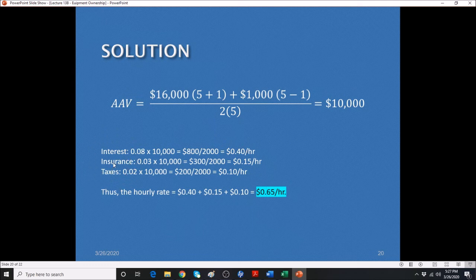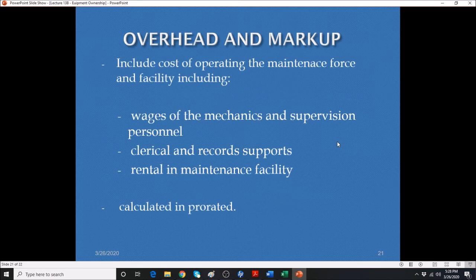The same thing also with the insurance and the taxes. These values here are given from the problem. Okay, and then once you have that, you just need to add those three, the IIT, and that is the corresponding cost per hour for the interest, insurance, and tax for that particular equipment that has an initial cost of 16,000 with a salvage value after 5 years of 1,000. So these are given. The n is given as well. Okay, this 8%, 3%, and 2%, those are given as well. So you just need to use the formula and plug in. Okay. Alright, so we have the overhead and markup.